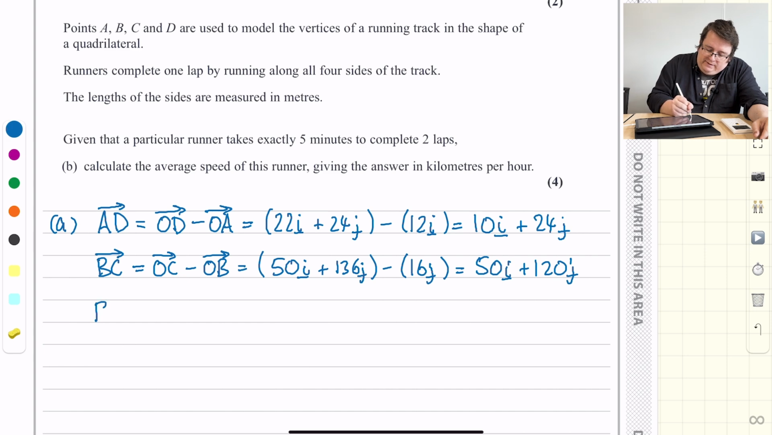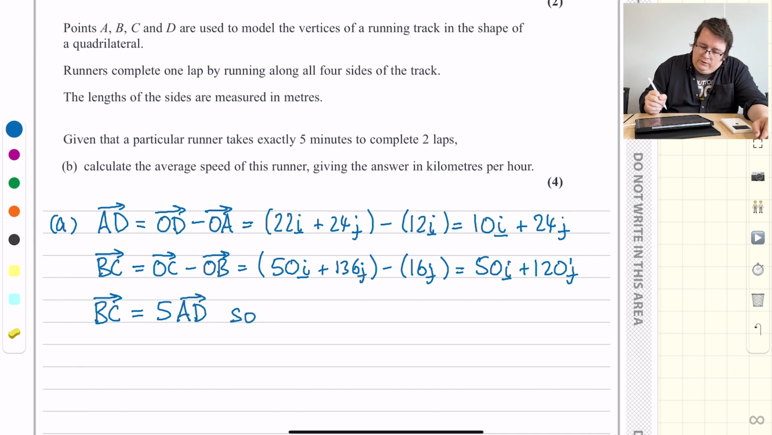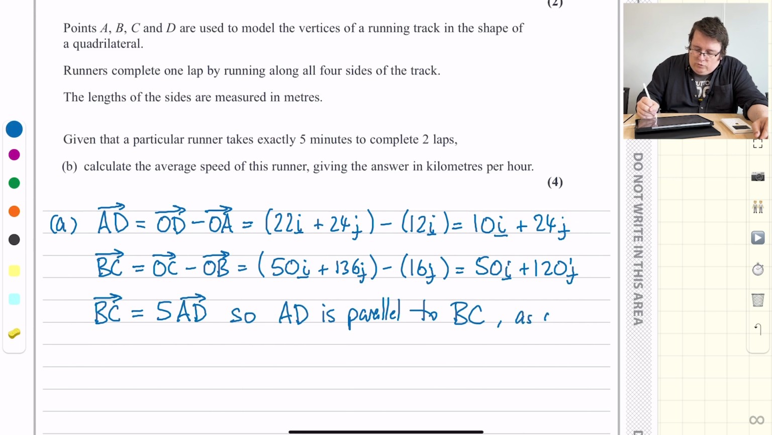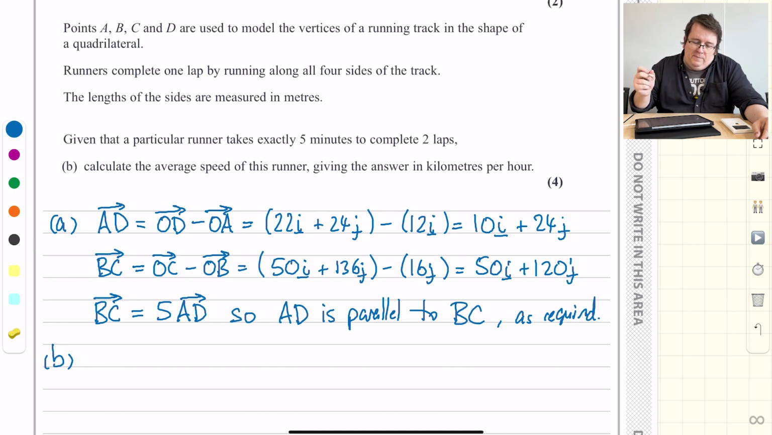So BC is 5 lots of AD. So AD is parallel to BC as required. Okay. So part B.